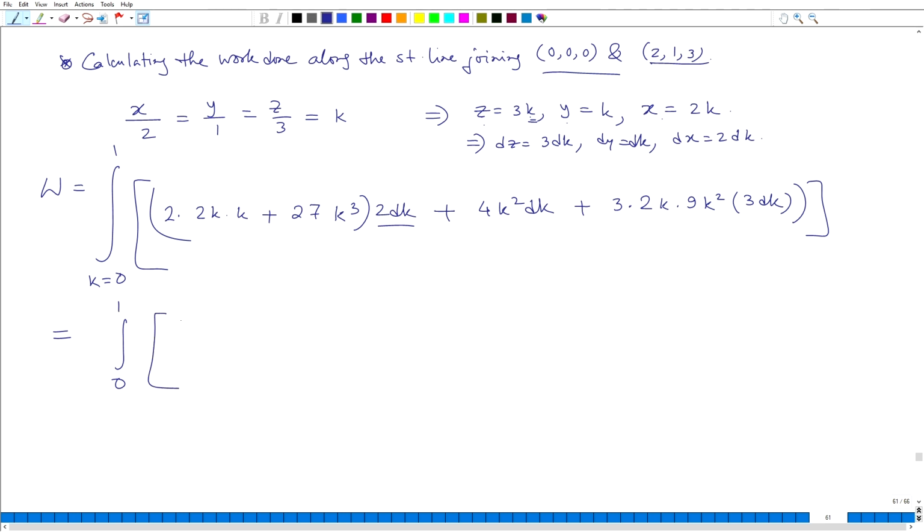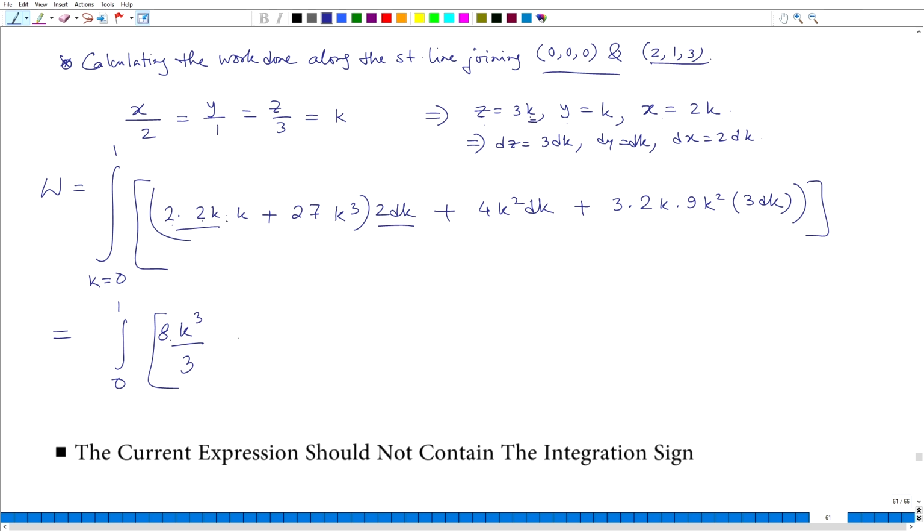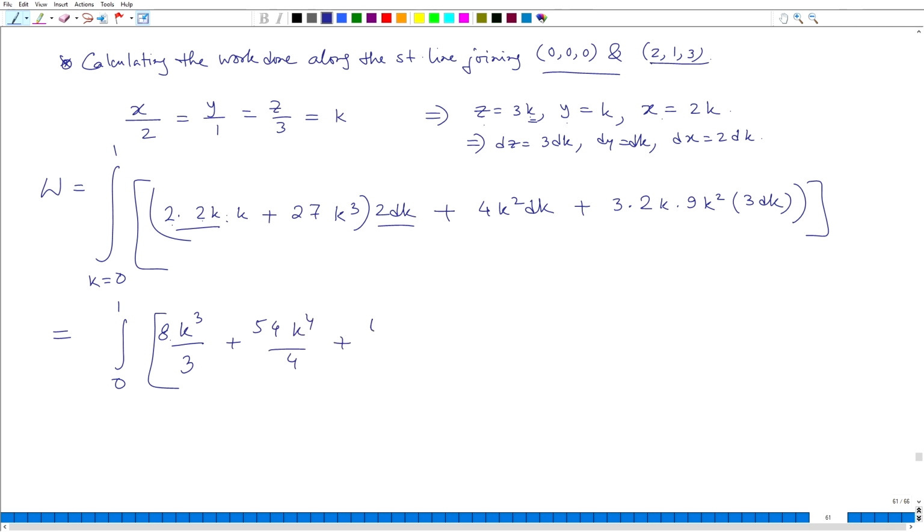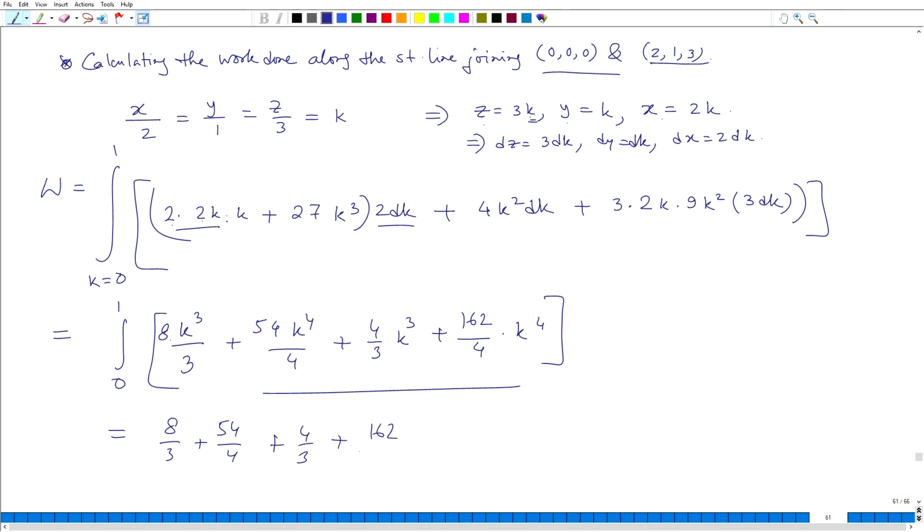Again you will have k cube by 3 times 8, because this is 2, 2 and 2, this comes 8, and this is k square dk, which becomes k cube by 3. Okay. Then plus 54 k to the 4 by 4 plus 4 by 3 k cube plus 162 by 4 times k to the 4. And if you calculate again, you can see directly from here, you will have 8 by 3 plus 54 by 4 plus 4 by 3 plus 162 by 4.